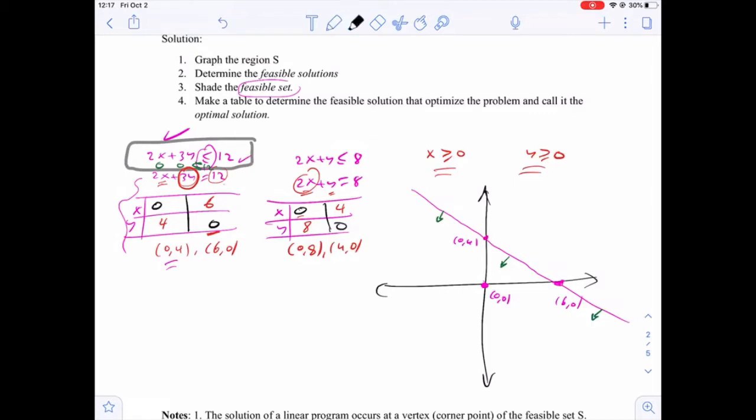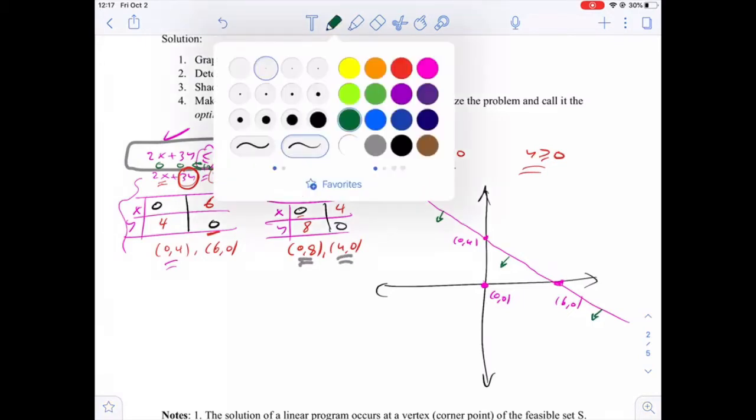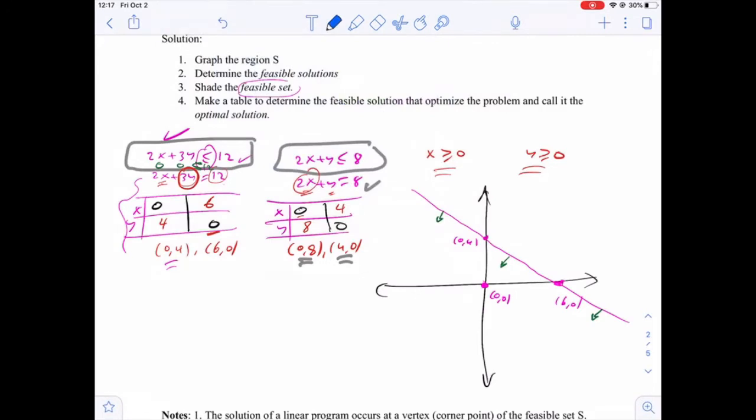Now for the second inequality, 2x plus y less than or equal to 8, we start graphing the line that's associated to this inequality. So we have 2 points, 0, 8. Let me choose the blue color. 0, 8 is here, and 4, 0 is here. Now we graph it this way.